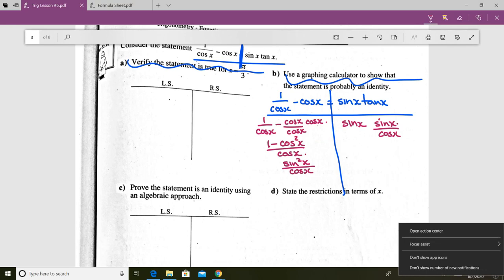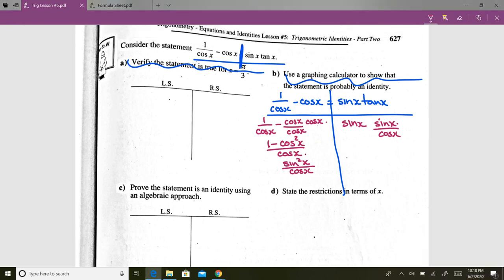So I can multiply these. Sine times sine, sine squared x over cos x. And look at that. We have the same thing. Once you've got the left side equaling the right side at any point, you're done. The left side is equal to the right side. You are done. You walk away. You've proved it.